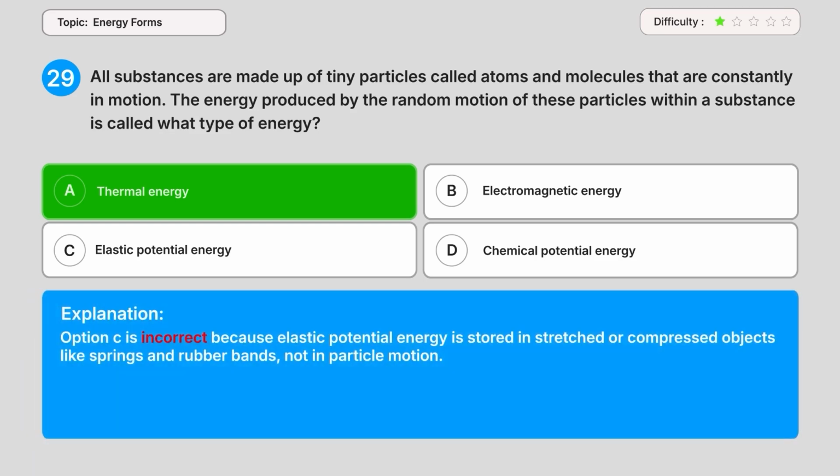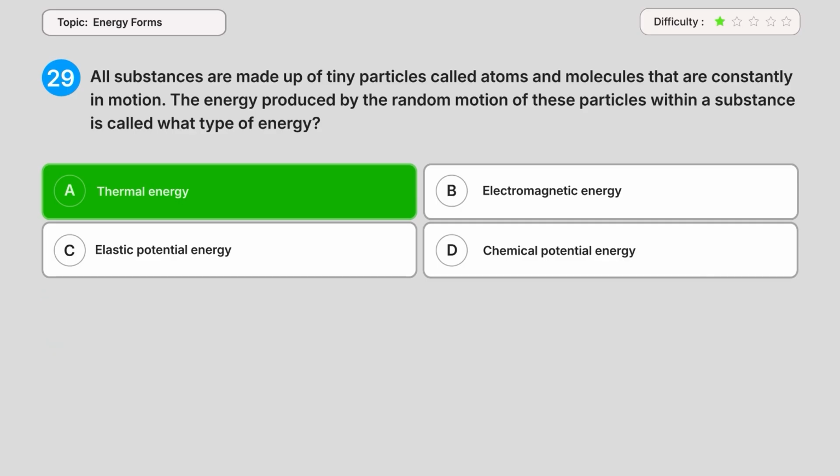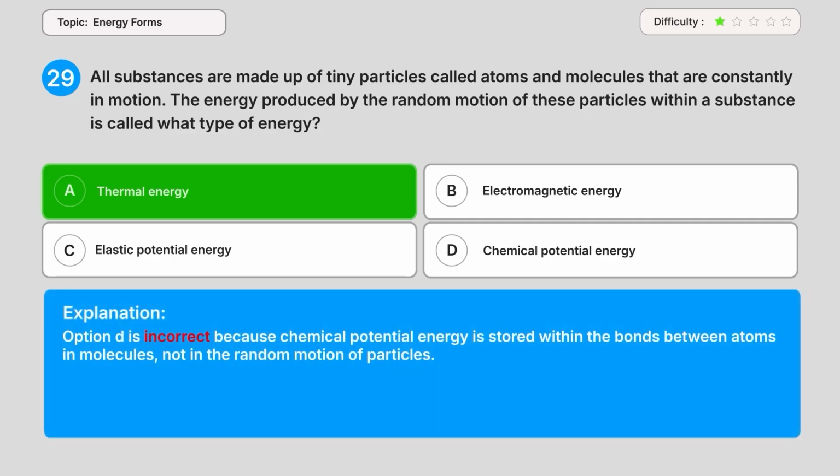Option C is incorrect because elastic potential energy is stored in stretched or compressed objects, like springs and rubber bands, not in particle motion. Option D is incorrect because chemical potential energy is stored within the bonds between atoms in molecules, not in the random motion of particles.